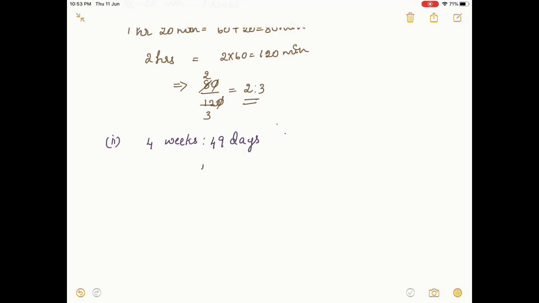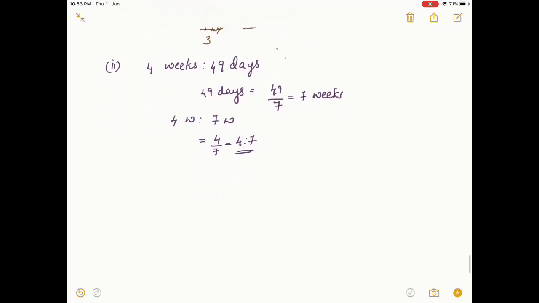49 days equals, how do we convert it into weeks? 49 by 7, that's equal to 7 weeks. So finally what you get, 4 weeks is to 7 weeks, that's equal to 4 by 7, which is 4 is to 7. Hope it's clear to you.